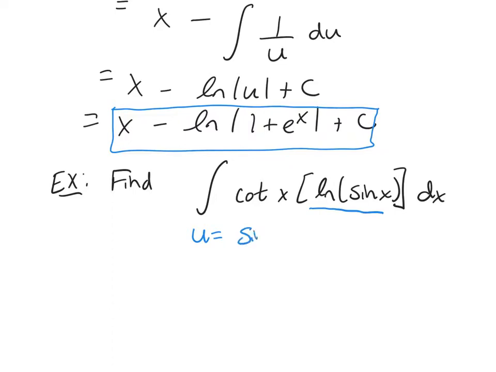So what happens if I let u be sine of x? What's the derivative? Cosine x dx. And I don't have a cosine x, I have a cotangent x. So what this tells me is maybe this substitution isn't going to work out. I should have tried something else.